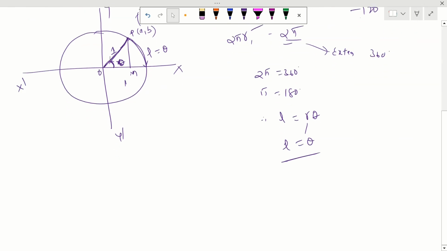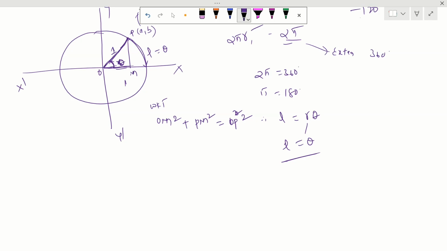Now, from the Pythagoras theorem, we know that for the sides of a right angle triangle, OM square plus PM square is equal to the square of the hypotenuse. The hypotenuse is OP, so it is OP square. And here the coordinate a comma b means what?